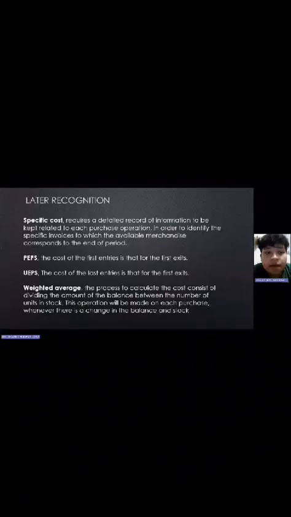Cost recognition. A specific cost requires a detailed record of information to keep related to each purchase operation in order to identify the specific invoices to which the available merchandise corresponds at the end of the period. FIFO: the cost of the first entries is that for the first exits. LIFO: the cost of the last entries is that for the first exits.